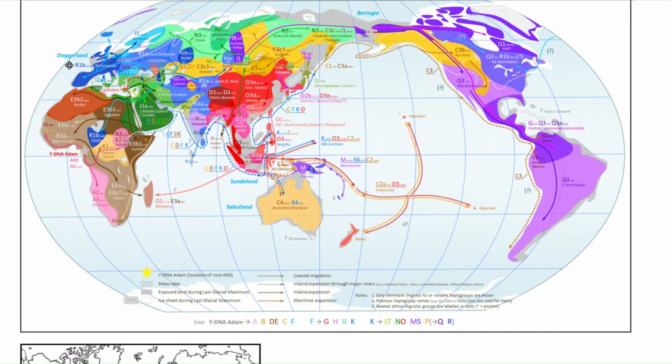So R is dominant here, but R is also here, here, here. Anyhow, today it's the dominant haplogroup. The next dominant haplogroup is O. Let's say O is dominant in China, but more in general in East and Southeast Asia, even in Indonesia, as you see here.